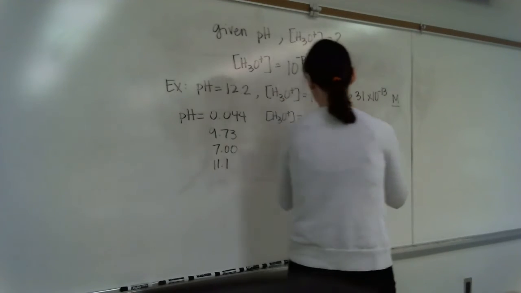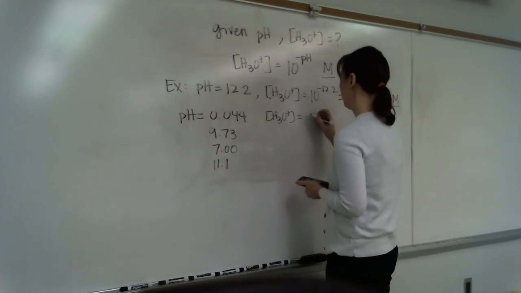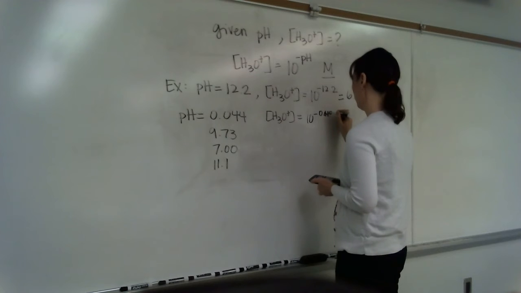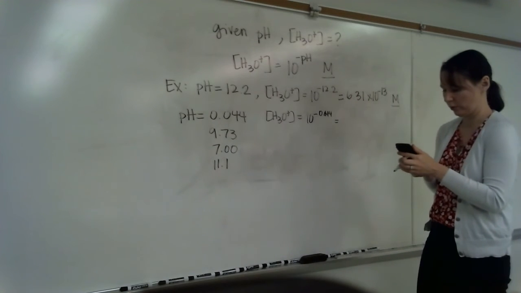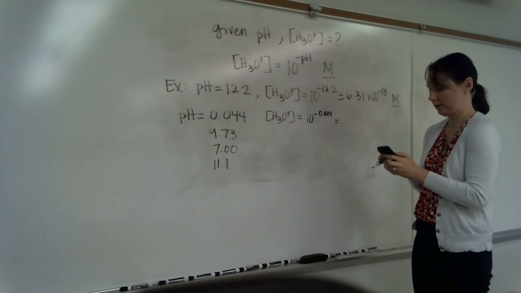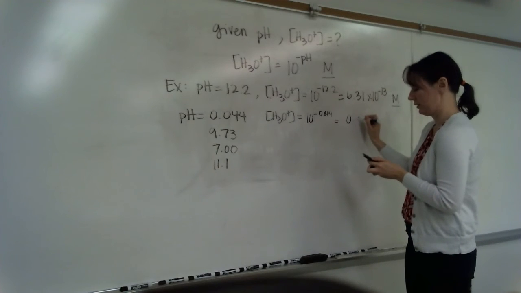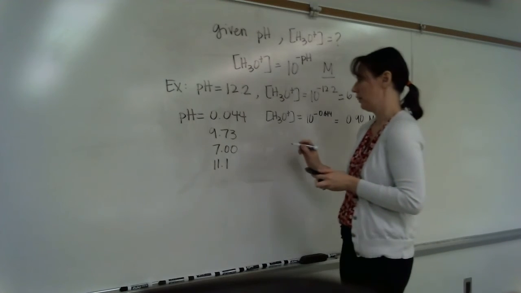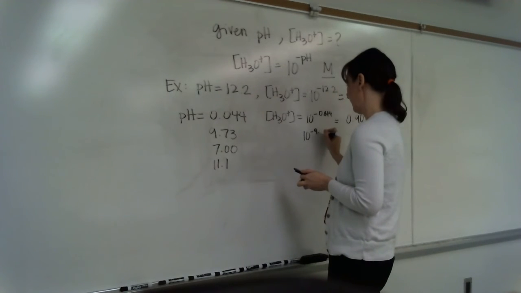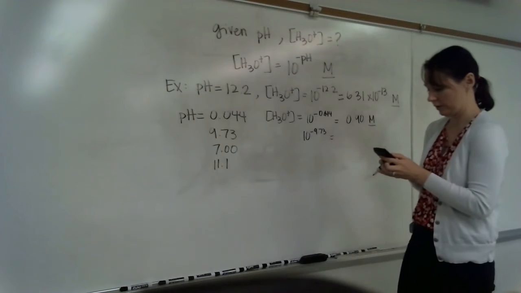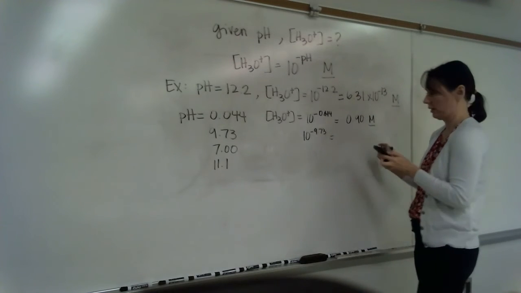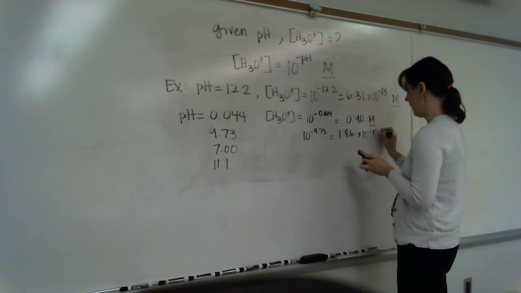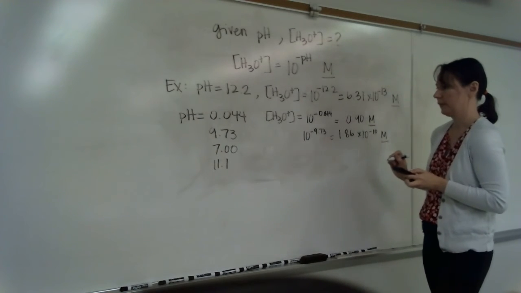So to get hydronium ion concentration, this would be 10 to the negative 0.044. So 0.044, negative, 10 to the x, 0.90 molar. All right, this one would be 10 to the negative 9.73. 9.73, 10 to the x. That gives me 1.86 times 10 to the negative 10th molar.